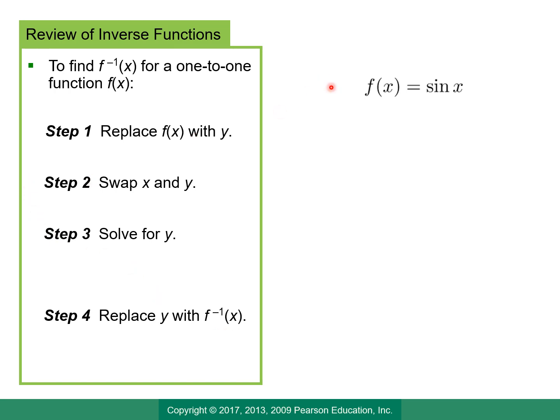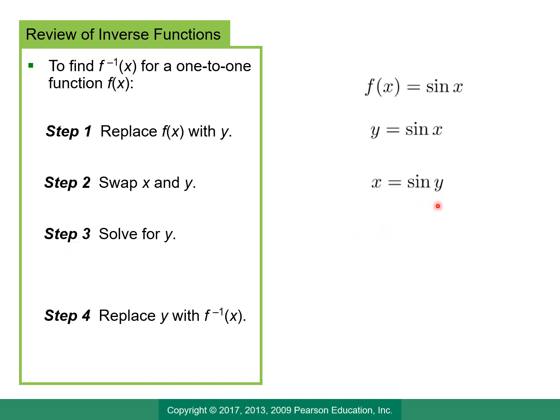Let's work this out to find sine inverse. So y equals sine x is how we're going to see this most of the time. Then swap x and y. So now x is where y used to be, and y is where x used to be. Step 3 says solve for y. So you have to think about it for a second. How do you solve for y?